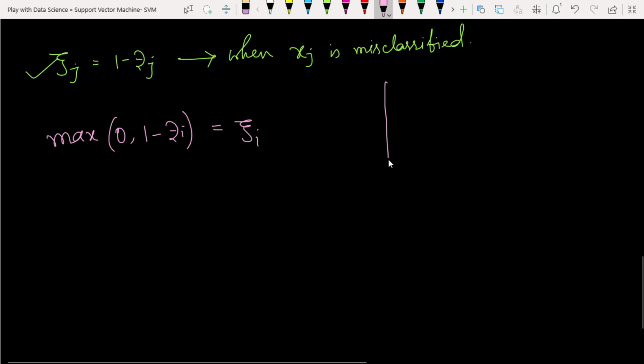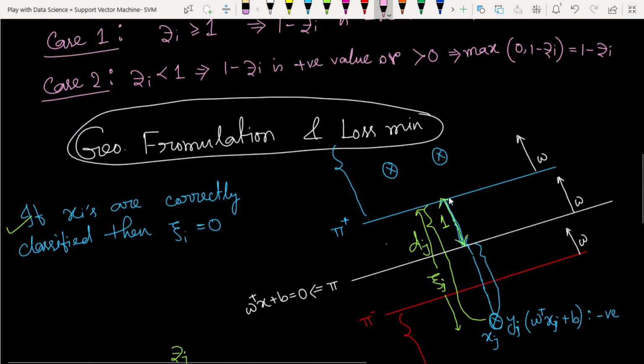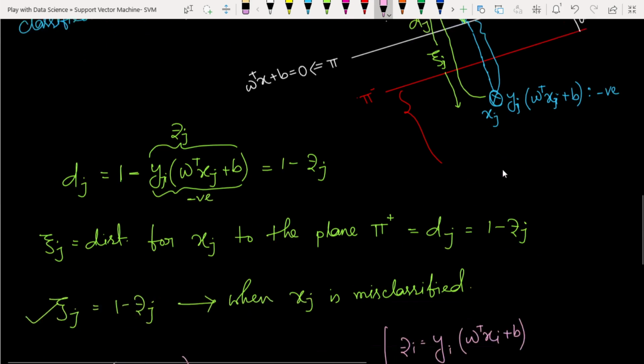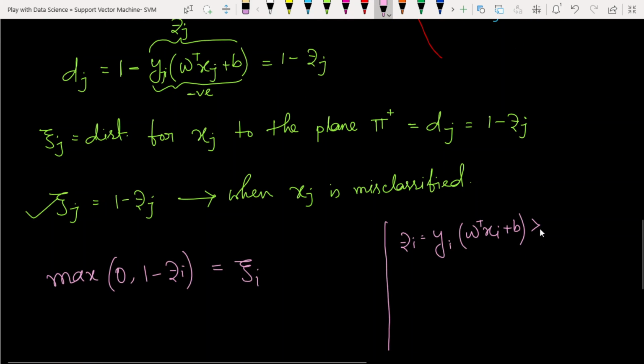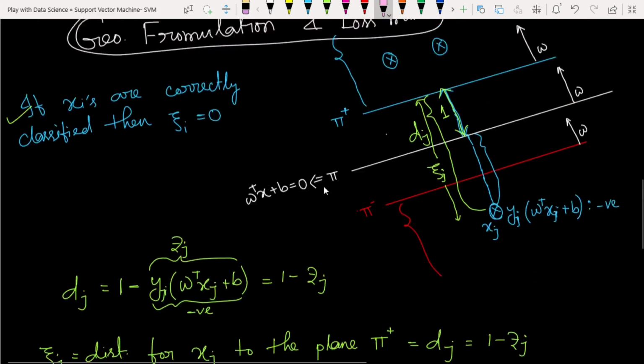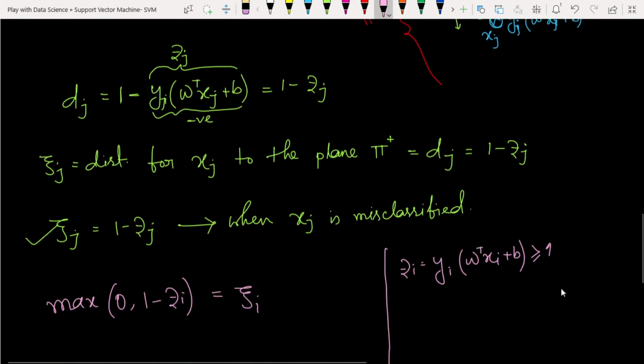Here zi means this one, just see this thing. Our zi means yi w transpose xi plus b. This is actually zi, and the point is correctly classified only if it is greater than or equal to 1. Greater than or equal to 1, then only this is possible.